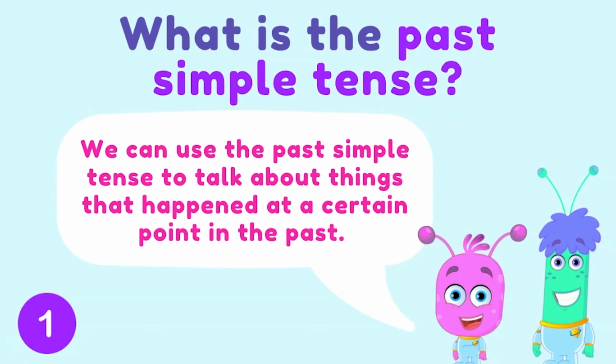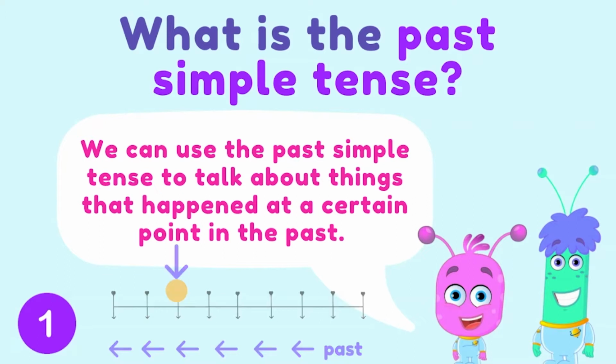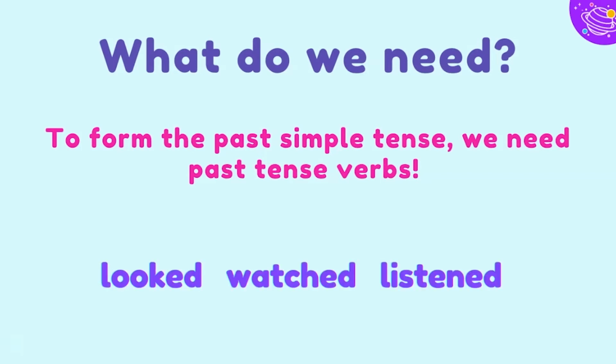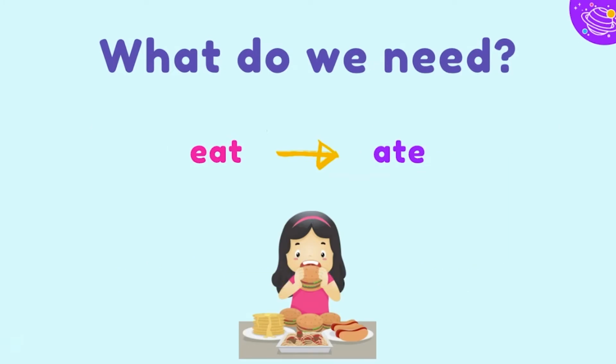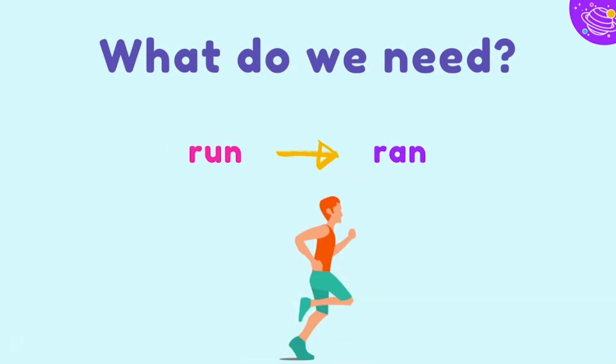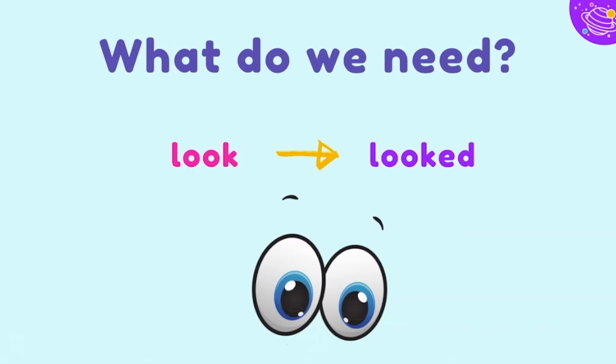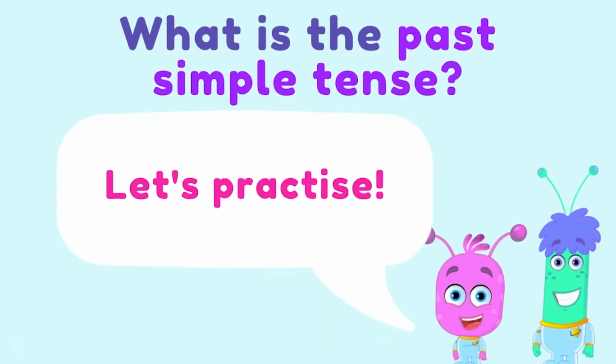So what is the past simple tense? We can use the past simple tense to talk about things that happened at a certain point in the past. To form the past simple tense, we need past tense verbs like ate, ran, listened, and looked. Now, let's practice.